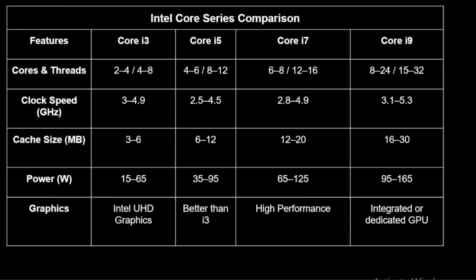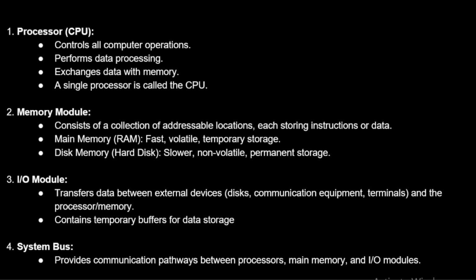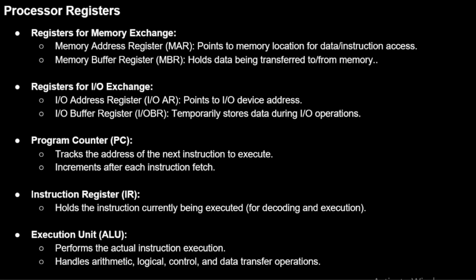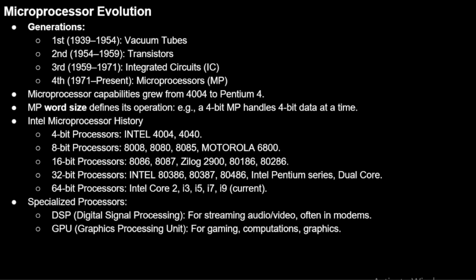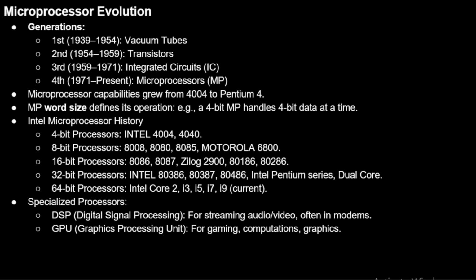So to summarize, we have learned the four elements of the computer, and understood the role of the CPU and registers. Next, we have explored the evolution of microprocessors from the vacuum tube to the modern Intel processors. And we also saw the specialized processors like the DSP and the GPUs that support specific tasks.